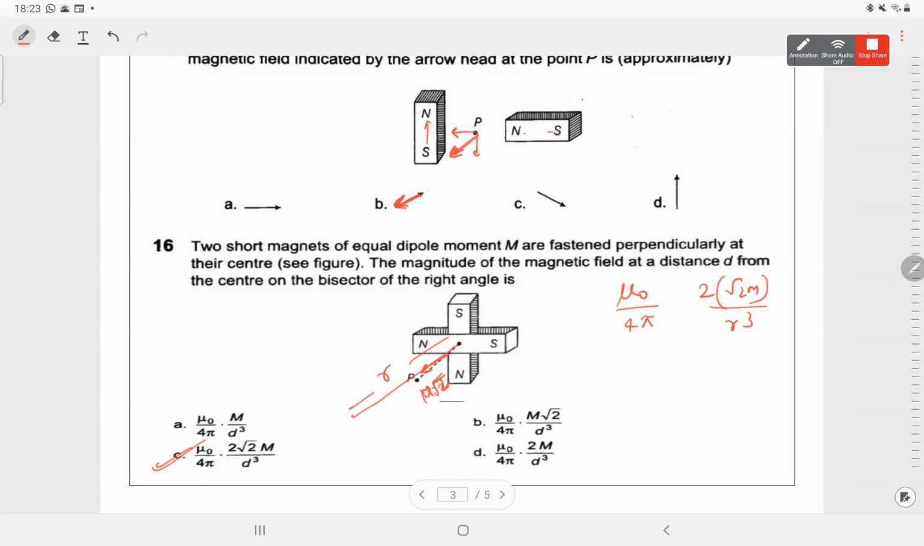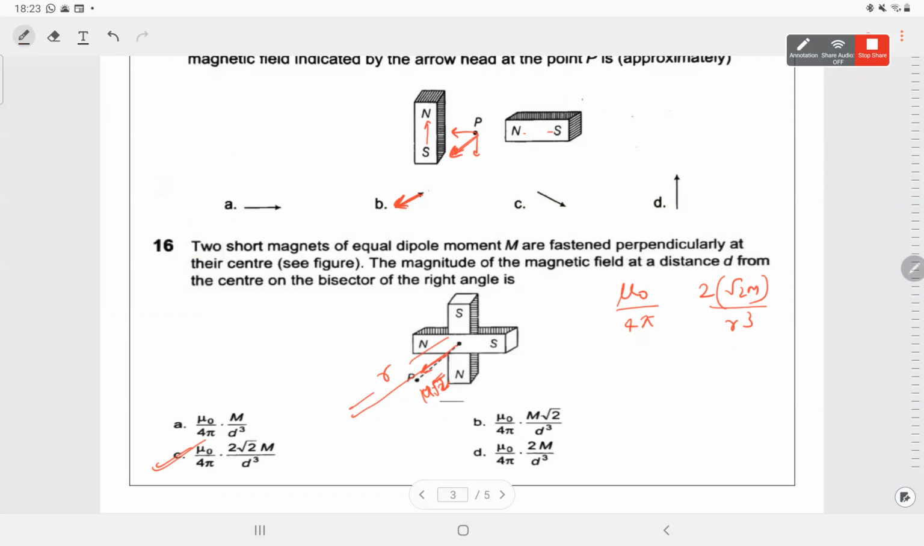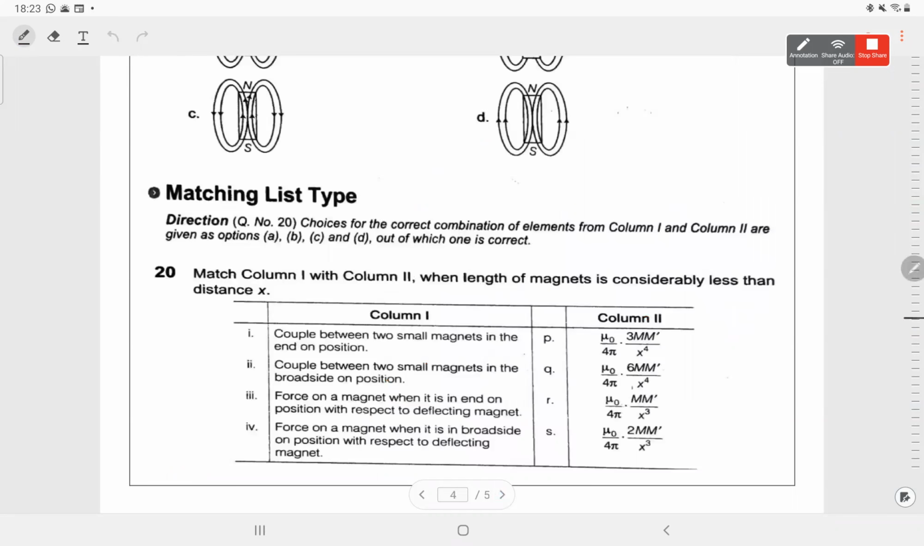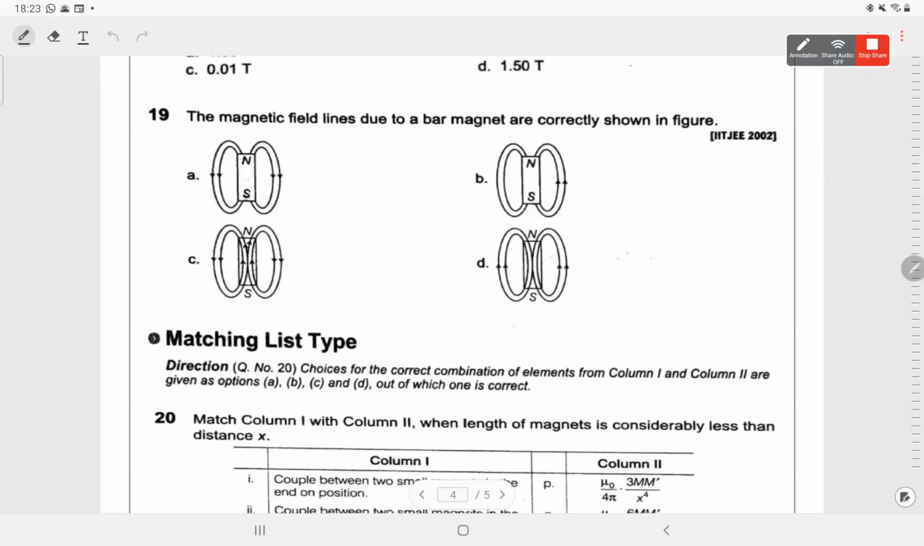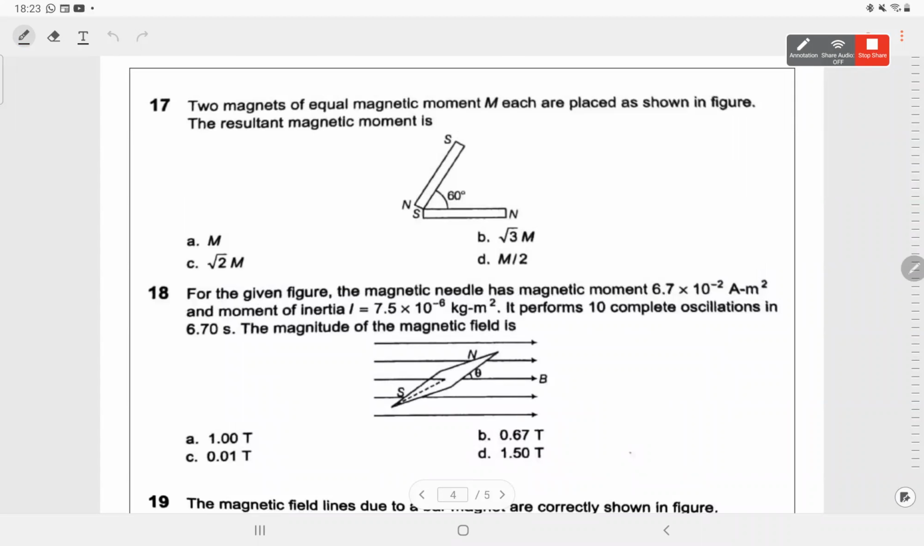Right, it is in the same plane along the angle bisector. Both magnets are perpendicular to each other, and between them on the angle bisector we will find out the field. Right. Okay, so next one is two magnets and magnetic moment. We have done this in class also. m and m with 60 degrees between them: √(a² + b² + 2ab cos theta).